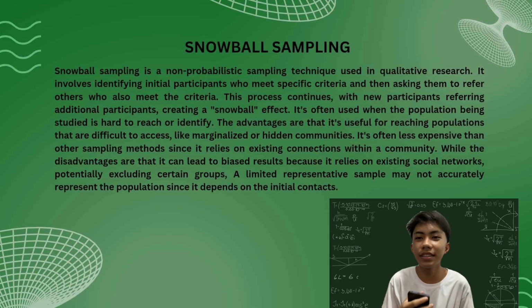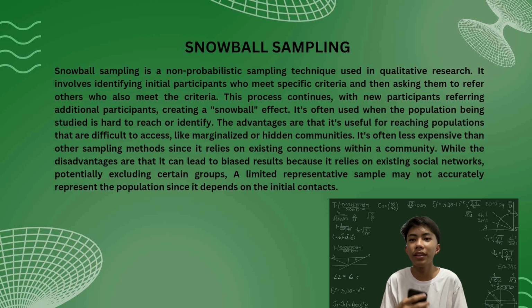Snowball sampling is a non-probabilistic sampling technique used in qualitative research. It involves identifying initial participants who meet specific criteria and then asking them to refer others who also meet the criteria. This process continues with the new participants referring additional participants, creating a snowball effect. It's often used when the population being studied is hard to reach. The advantage is that it is useful for reaching populations that are difficult to access, like marginalized or hidden communities.